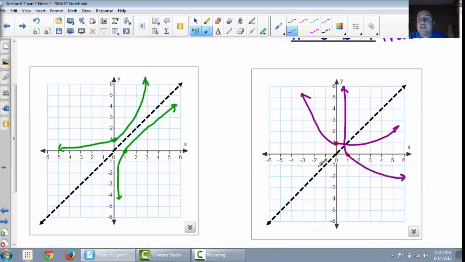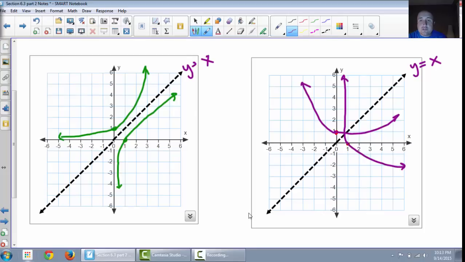Okay, and now notice I've put in this line. This line right here is the line y equals x. Inverses are always reflections of each other, and you can notice that this green line, if I flip it over that y equals x, it lines up, and these two purple lines also, if I flip them over, they're mirror images of each other over this dotted line here, and that's always the case with inverses.